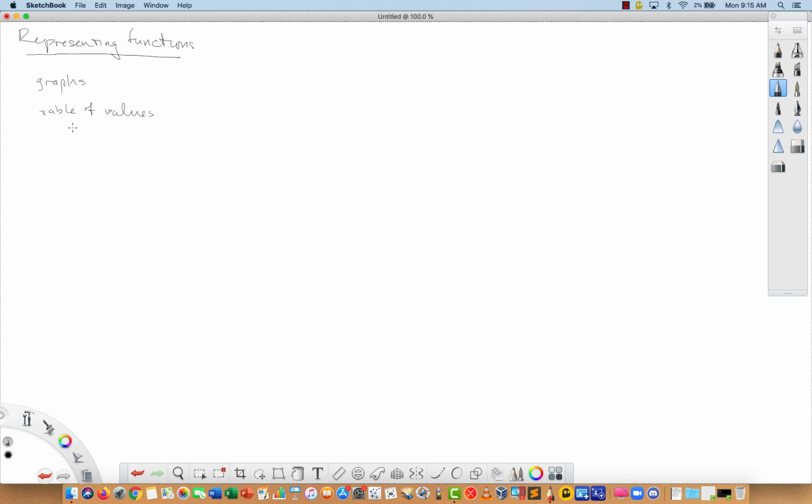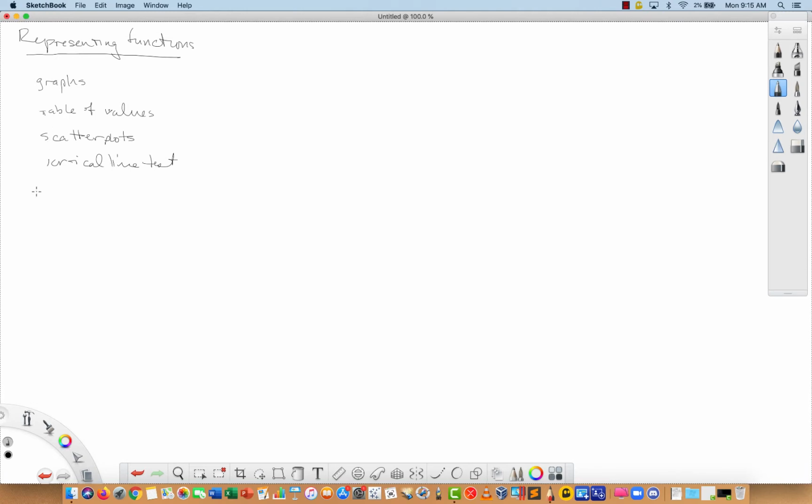And then we'll talk about scatter plots. And then we'll mention the vertical line test. So these are all different ways we can represent a function.